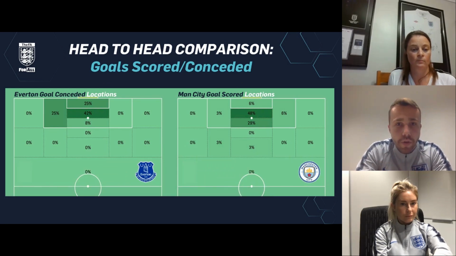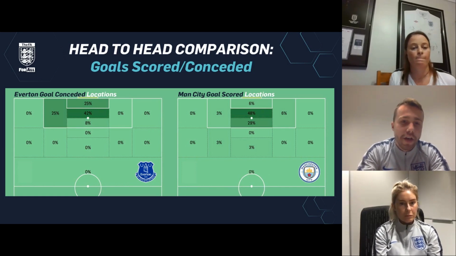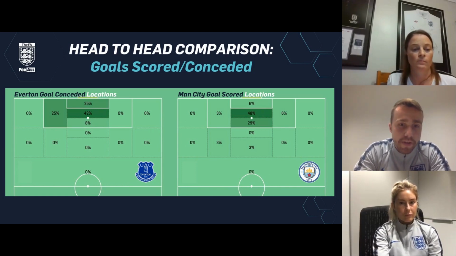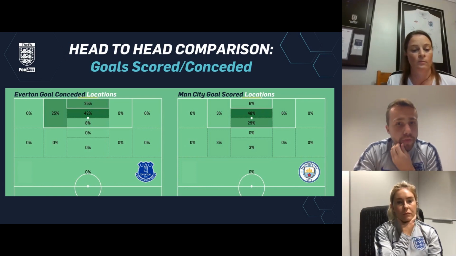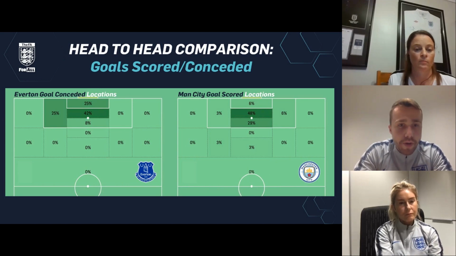So we're just going to take it on now into Man City's goal scoring locations on the right hand side. And this is Everton's conceded locations, so we've flipped it. So where do Everton concede their goals? Initial observations: darker areas happen more frequently. So it's a heat map.